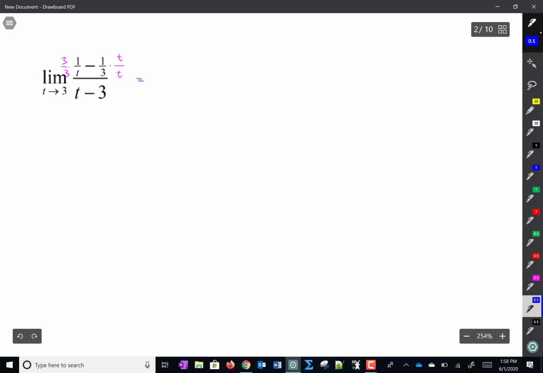So now I've got the limit as t goes to 3 of 3 divided by 3t minus t divided by 3t, all over t minus 3. So I have a common denominator in the numerator between these two 3t's, which means I can combine that into one fraction, and it will look like 3 minus t over 3t, and that's still over t minus 3.